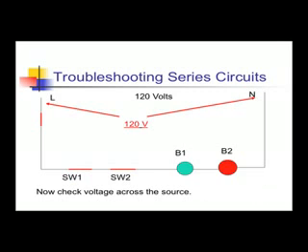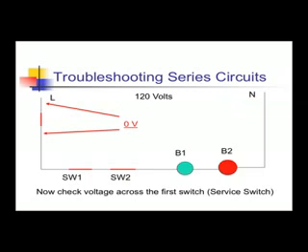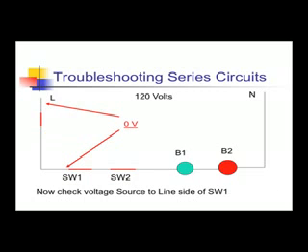To troubleshoot a series circuit, start by making sure all the switches that you can physically close are closed. Check the voltage across the source. Make sure you have source. Now check the voltage across the first switch. We get 0 volts. It's closed. Continue moving on using the hopscotch method until you find anything that is open.